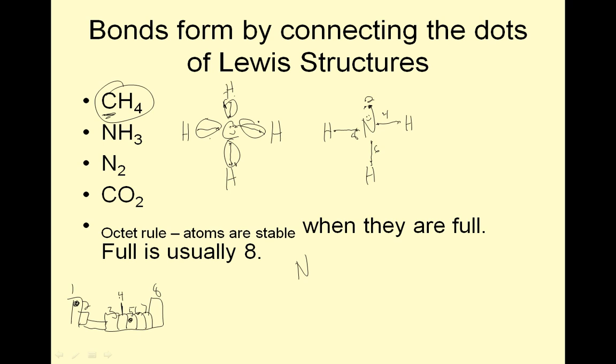N2. Trickier. Nitrogen, 1, 2, 3, 4, 5. Nitrogen, 1, 2, 3, 4, 5. Notice how I aim my pairs away. My single electrons typically form bonds.